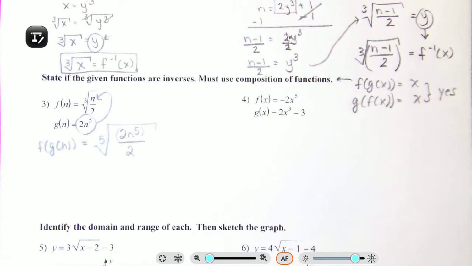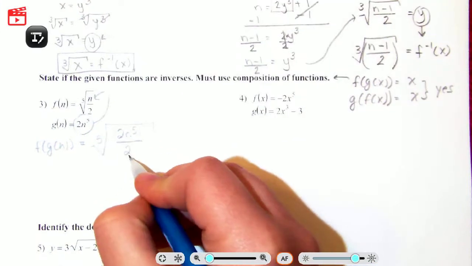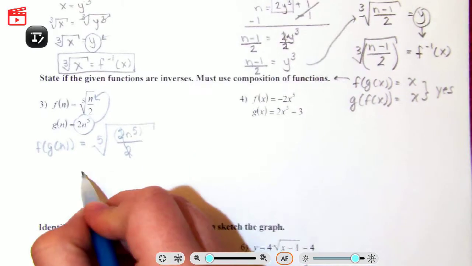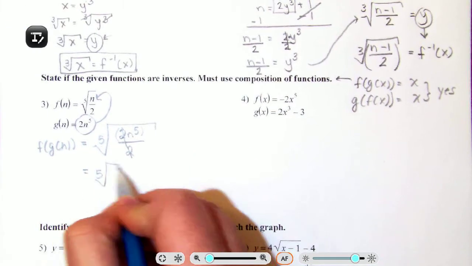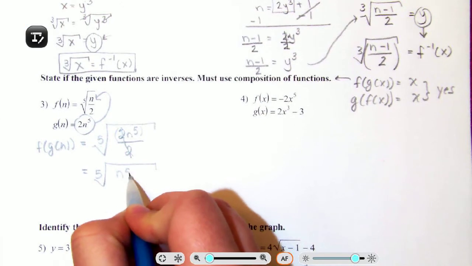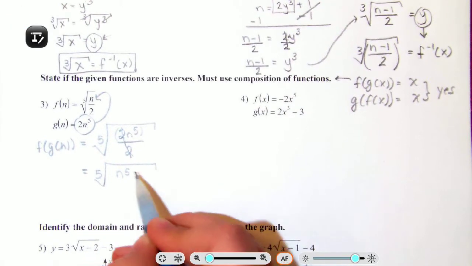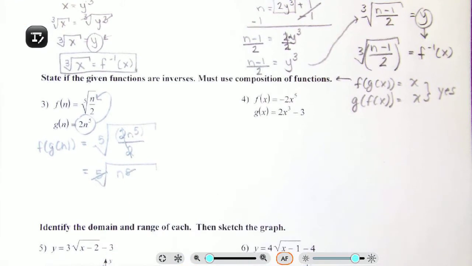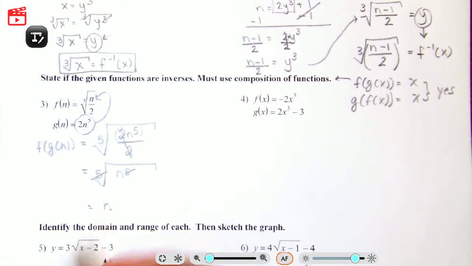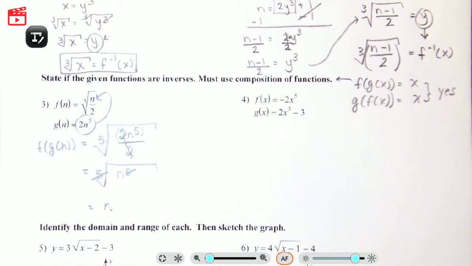So immediately I'm doing a happy dance because I see that 2 divided by 2 is just 1. So I have the fifth root of n to the fifth power. These undo each other, or they cancel. Therefore, we just have n, or our identity.